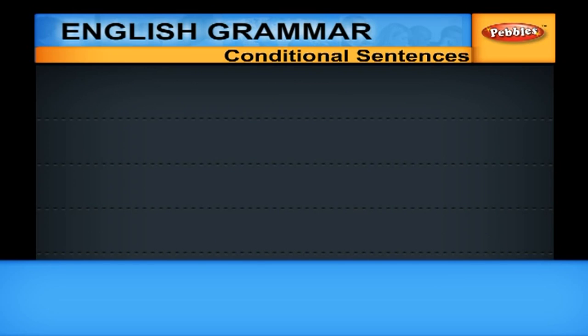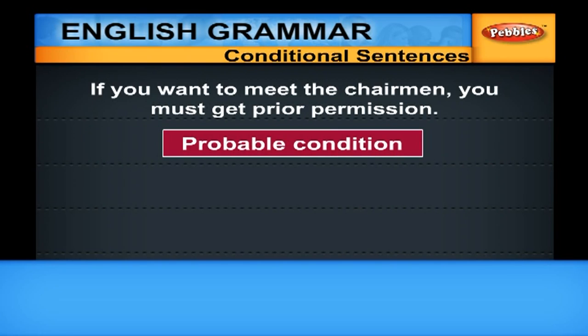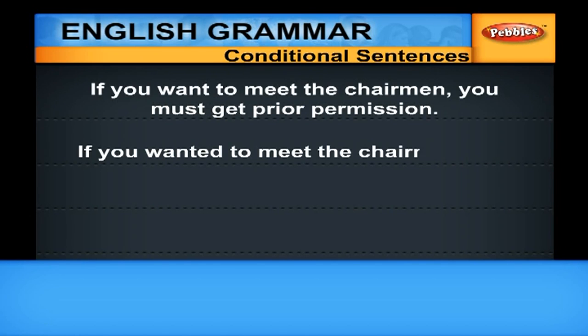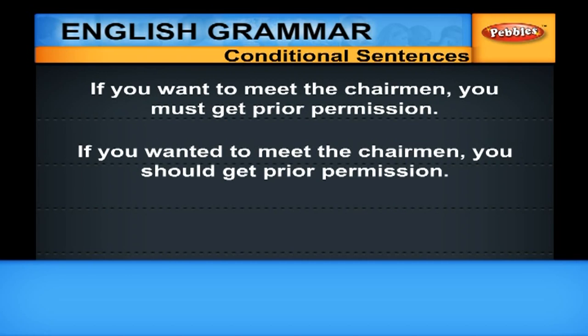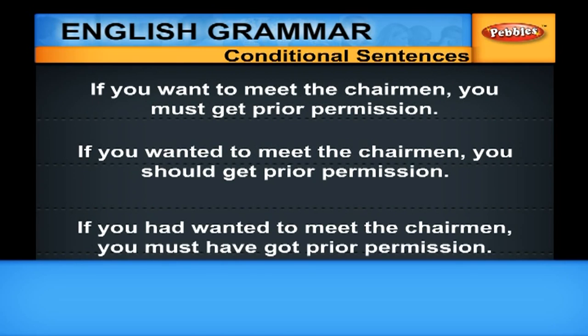Now look at this sentence. If you want to meet the chairman, you must get prior permission. What type of conditional sentence is it? Yes, it is the probable condition, because you have simple present in the if clause and the futuristic in the main clause. How do you make it into improbable? If you wanted to meet the chairman, you should get prior permission. What about the impossible? If you had wanted to meet the chairman, you must have got prior permission.